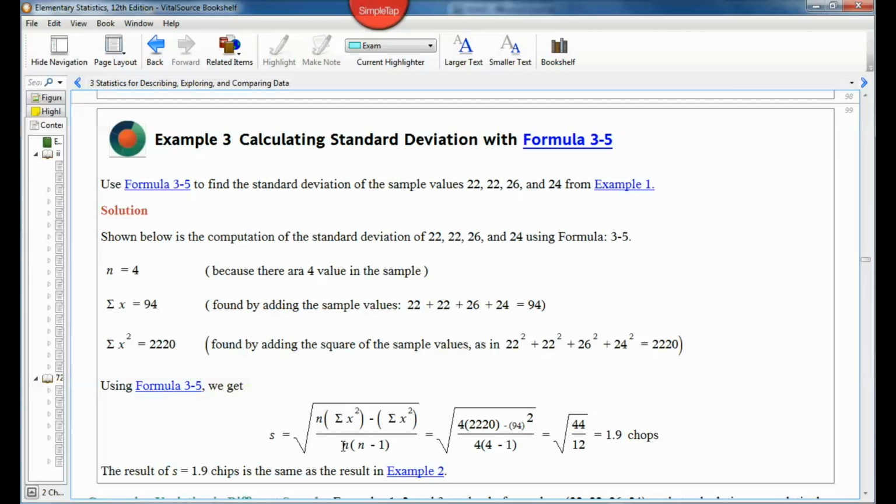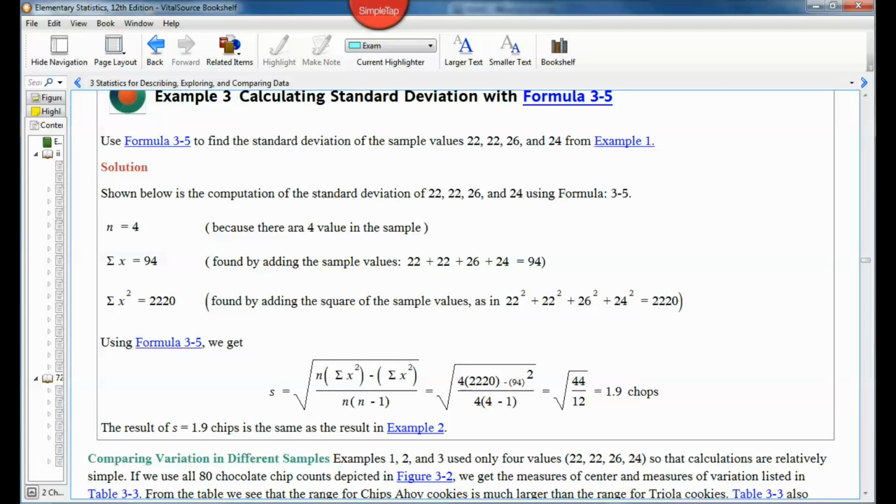n on this problem was 4. n minus 1 would be 3. They worked it all out. They took the square root and they got 1.9. I believe that's supposed to be chips, not chops. So that's 2 different ways to work that problem out.